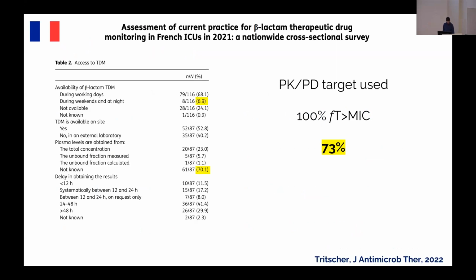But during the same survey, we asked them if they know which type of concentration is actually measured in their institution. And very surprisingly, more than 70% were not able to say which type of concentration is actually measured. So we can wonder how they actually interpret the TDM results.